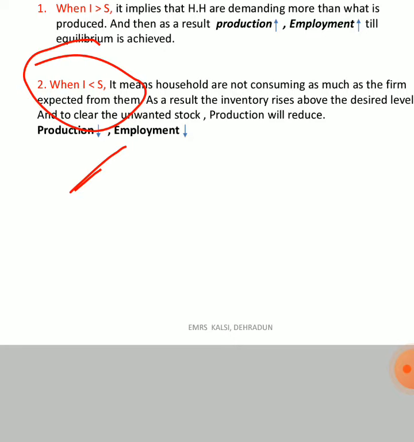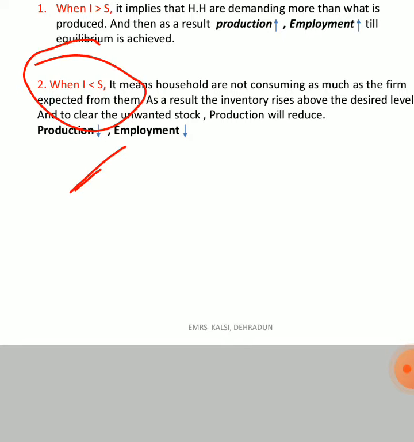Because what will be the benefit of producing goods when people are not purchasing them? There is no benefit in this. So first the producer will try to clear the stock which is already in the market. Then only will he decide to produce more. So the producer will reduce the production, and if production reduces, then employment also reduces.